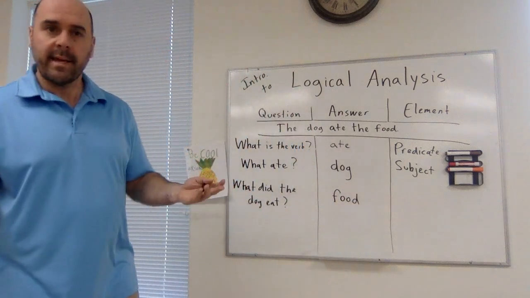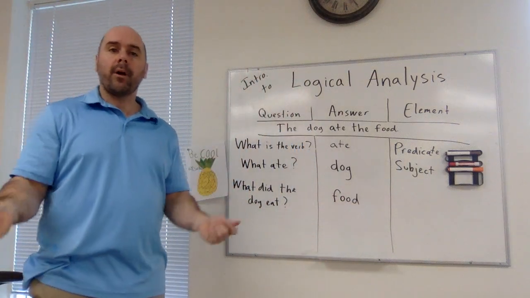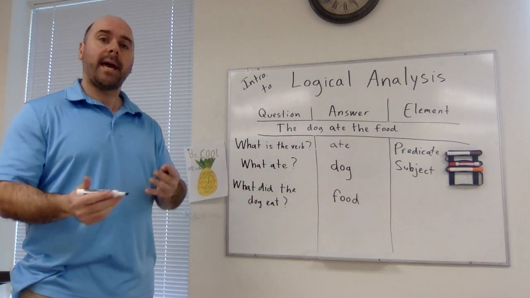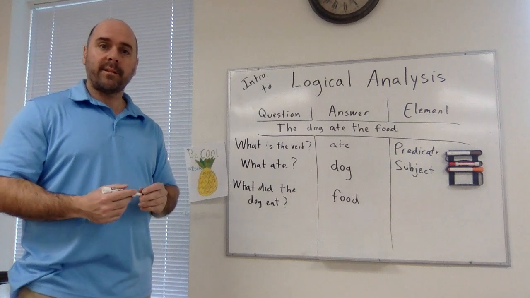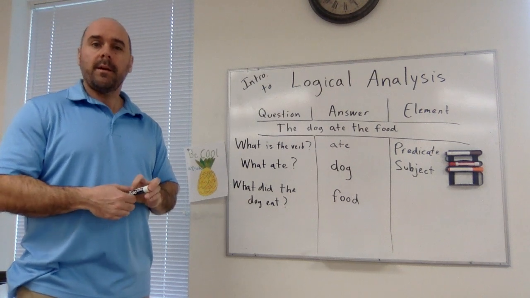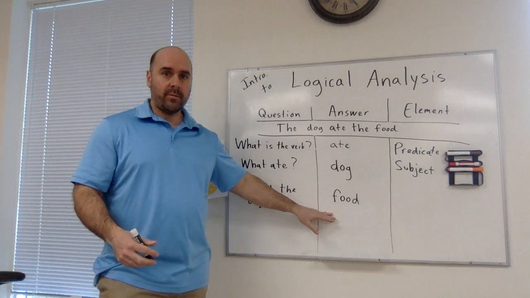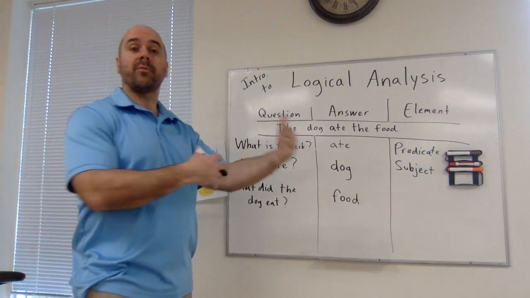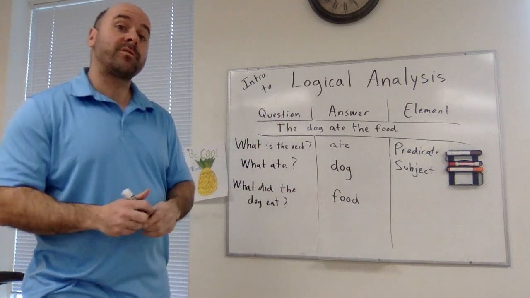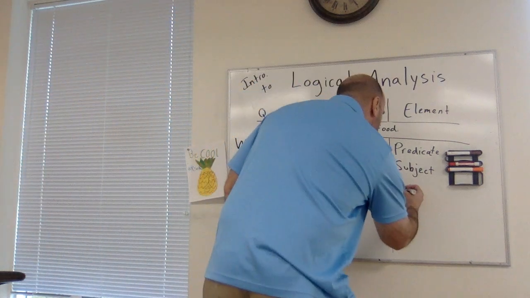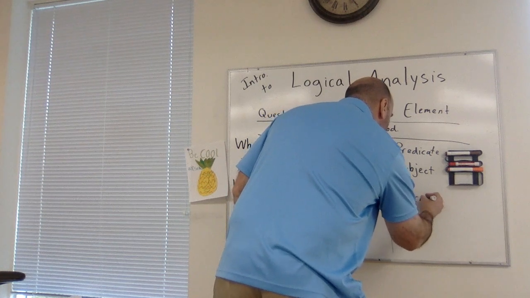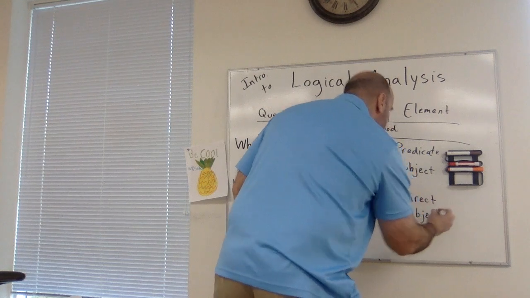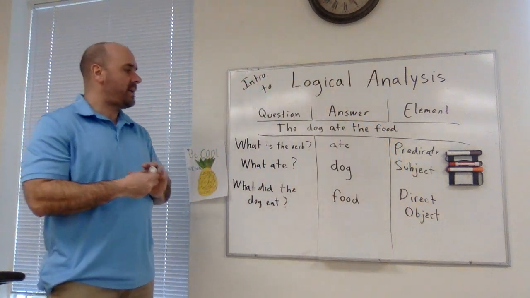Now, we can look at that and say, well, Mr. Adam, that is a noun. That's true, and so is dog. Dog is a common noun, food is a common noun. However, with respect to logical analysis, we're going to do something else, okay? This is the thing receiving the action. We have the action itself, the thing doing the action, and we have, in this case, the thing receiving the action. And in grammar, we call that the direct object. So, the dog ate the food.